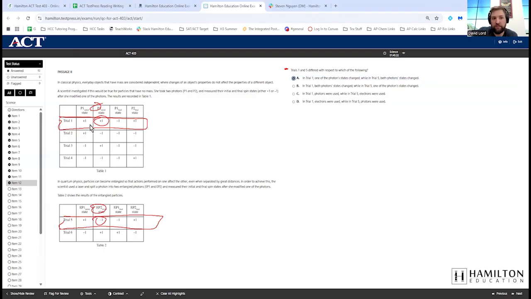The P1 changed from plus to minus. In this case, both changed. In trial 1, both changed. Nope. In trial 1, photons were used. In trial 5, electrons were used. Nope. The E was not electrons. It was entangled photons. So C and D are out, and the answer was A.